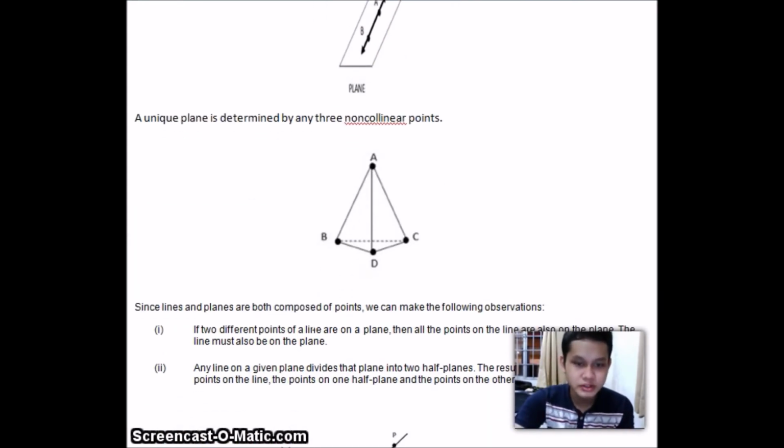A unique plane is determined by any three non-collinear points. The points A, B, and D, as you can see, are non-collinear points because those 3 points are not in the same line, and the plane that connects these 3 points is determined as a unique plane.